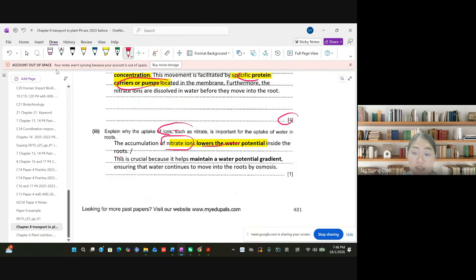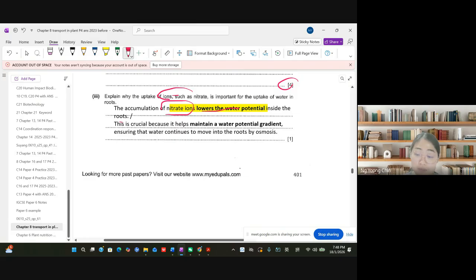Just imagine this is a root hair cell, and this is the root cap, and inside they have a very high... Oh, sorry, why am I drawing sodium? I should draw NO3 minus, which is nitrate. So inside this root hair cell, they have a very high concentration of nitrate ions. Outside, they have a very low concentration of nitrate ions. So the water will diffuse inside.